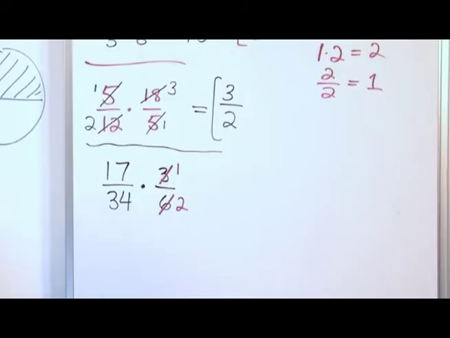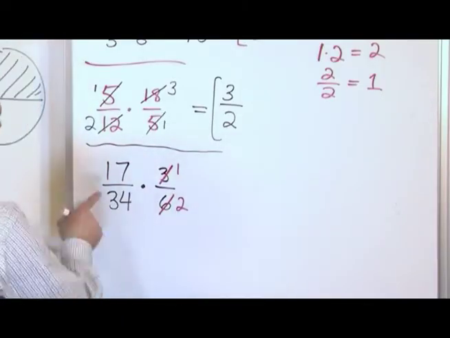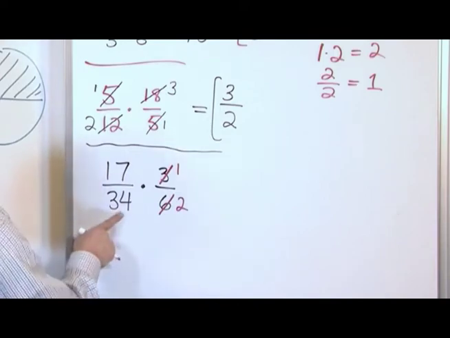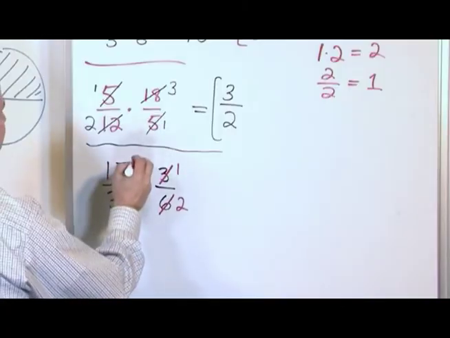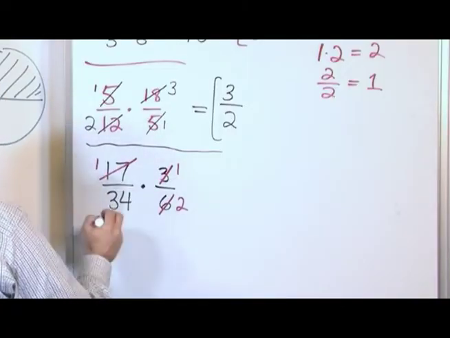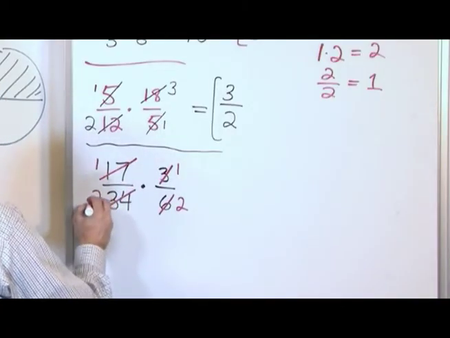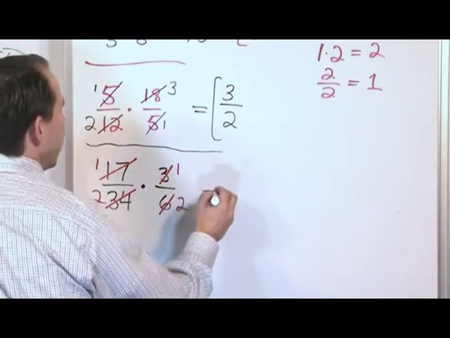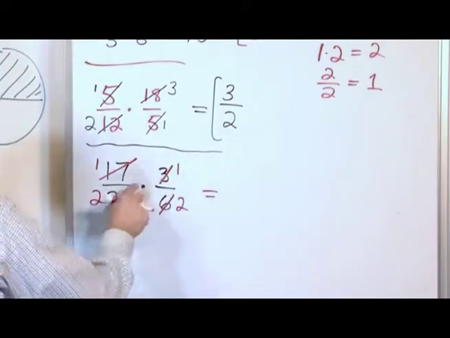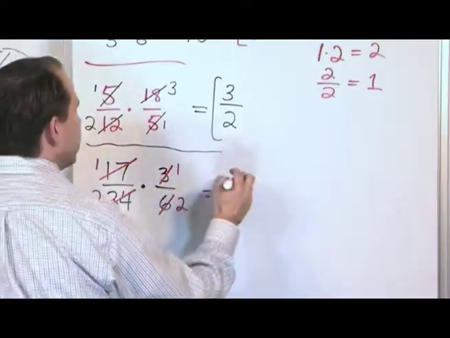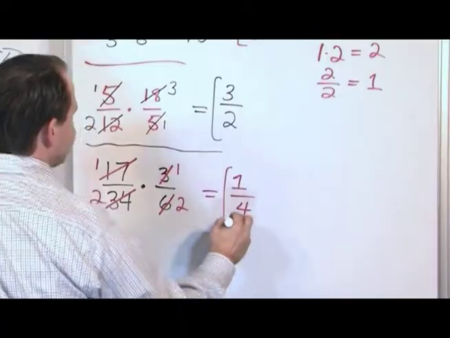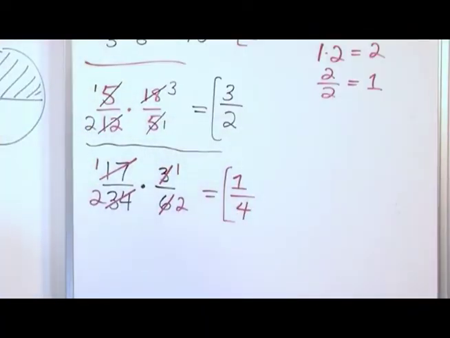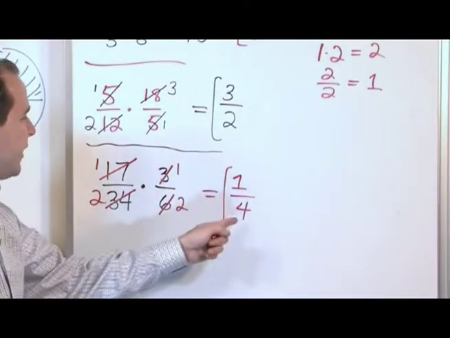You might look at those and say, well, I can't really do anything to 17/34 until you realize 17 times 2 is 34. So I can divide top and bottom by 17. 17 divided by 17 is 1. 34 divided by 17 is 2. So now everything's gone. Only these red numbers are now present. So 1 times 1 gives me 1. 2 times 2 gives me 4. 1/4.